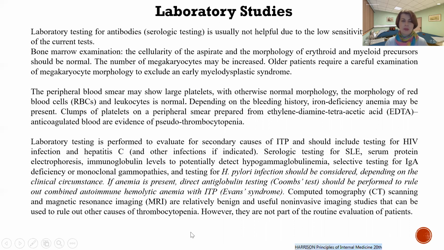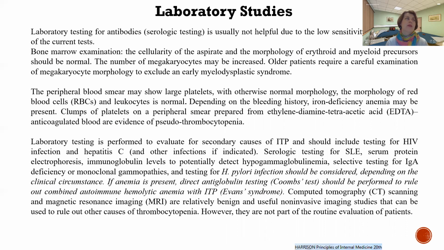The peripheral blood smear may show large platelets with otherwise normal morphology, and the morphology of the red blood cells and leukocytes is also normal. Depending on the bleeding history, iron deficiency anemia may be present. Clumps of platelets on the peripheral smear prepared from ethylenediaminetetraacetic acid anticoagulated blood are evidence of pseudo-thrombocytopenia. Laboratory testing is performed to evaluate secondary causes of the disorder and should include testing for HIV infection, hepatitis C, and other infections as indicated.